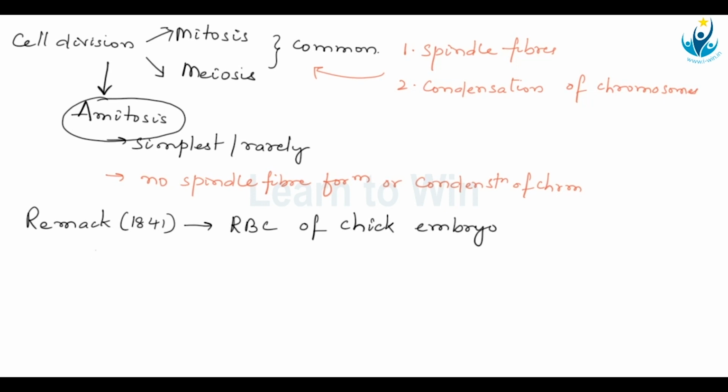So this amitosis is also called intranuclear mitosis. Another name for it is intranuclear mitosis, or some people also call it premitosis. Now, as I've said, it is a rare form of cell division.